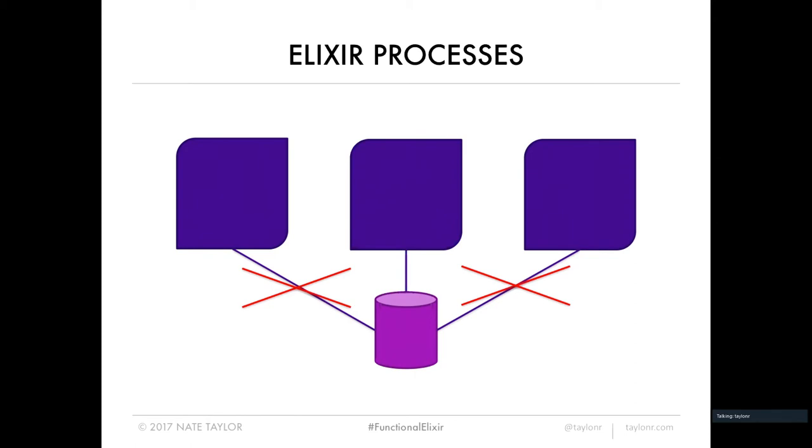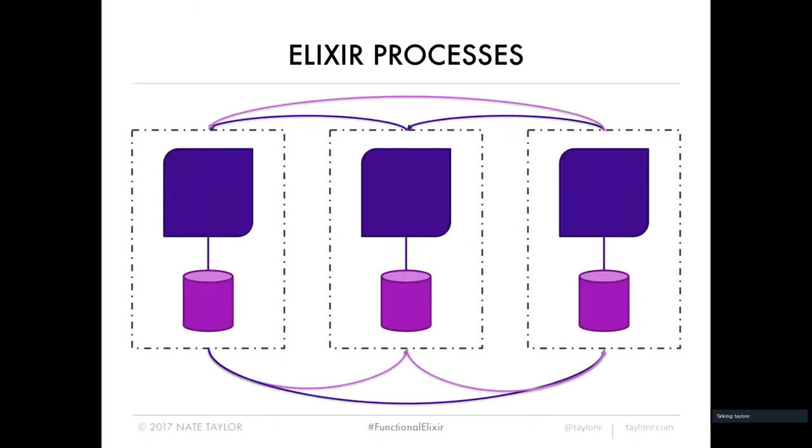Instead, what we'd have to do is have each process having its own data. And so you can see here with the arrows that the first process can talk to the second, can talk to the third, and the first can talk to the third, can talk to the first and second. Basically, they can all talk to each other. And they do this not by manipulating each other's data, but by passing messages.